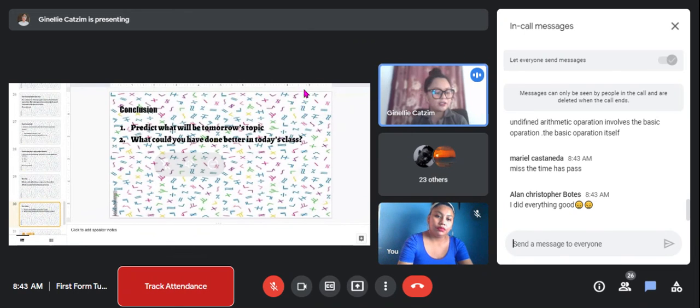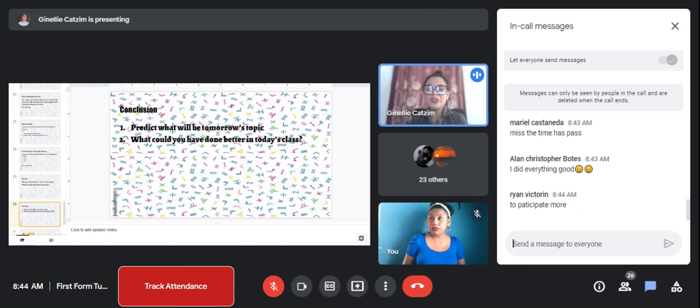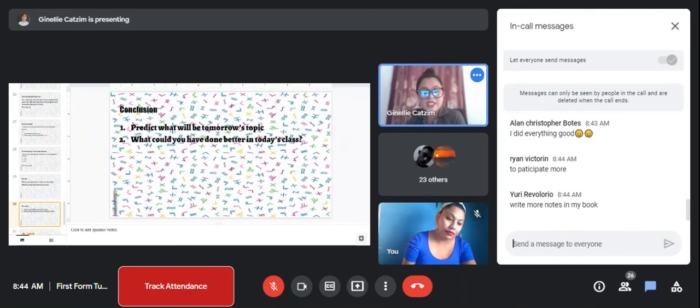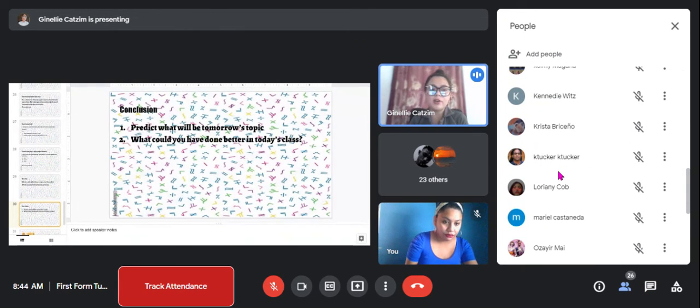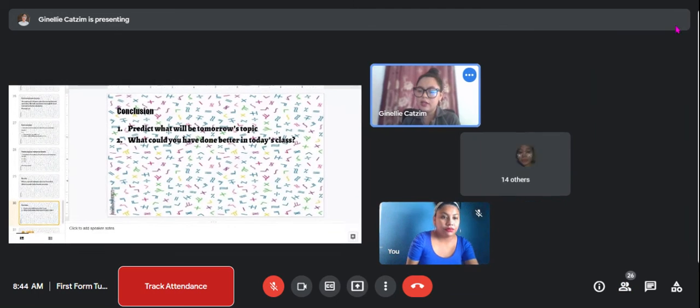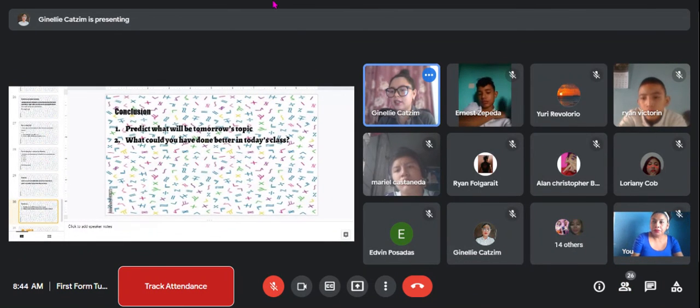Alan says he did everything good. Okay, that's very good for you then, Alan. Who thinks that they could have done to participate more, says Ryan. Okay, very good. That is a good thing. Yuri says write more notes in my book. So if you are aware that these are the things that you could have done better, then that means that tomorrow you can do these things, right? So anybody else just before our class ends? I just had 2 persons telling me what they could have done better.